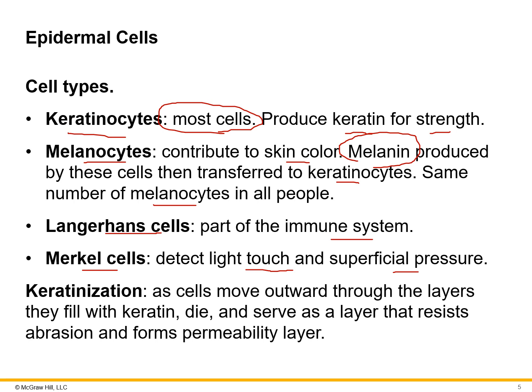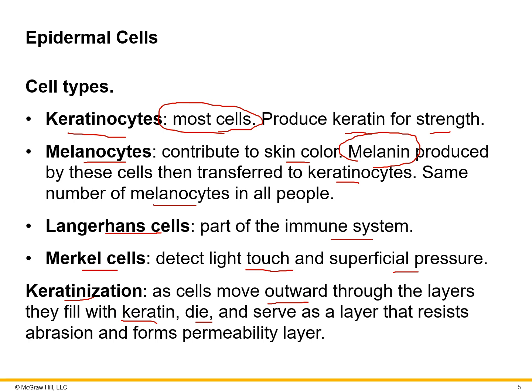And then just a term here, keratinization. As cells move out through the layers, starting at the basement membrane of the dermis, moving out to the outer layer of the epidermis, what happens is they fill with keratin. So the cells on the outermost layer have the most keratin, so the strongest. The ones closest to the basement membrane have the least. But as they move out, that causes them to die, and then they get sloughed off.